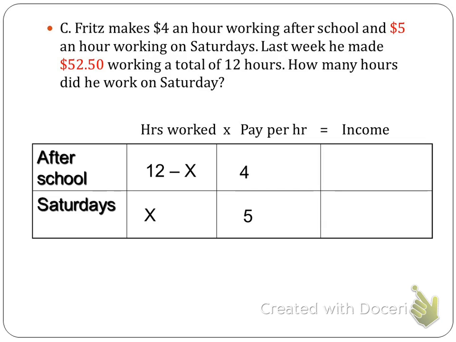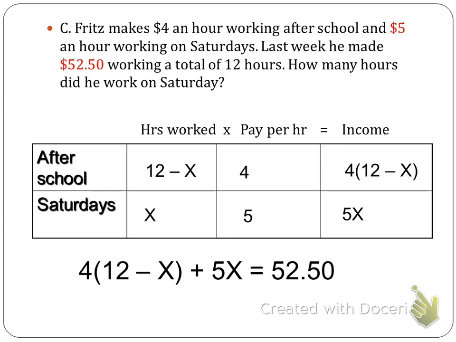All right. So how will I find the income? 12 minus x times 4. Yeah, 12 minus x times 4, or we typically write the 4 in the front with parentheses, 4 times 12 minus x. Yeah, I would have said 4 times, but I knew what he meant. And then for the Saturday hours? 5x. 5x. Good. And if I add those together, that should be his total income, which is $52.50.